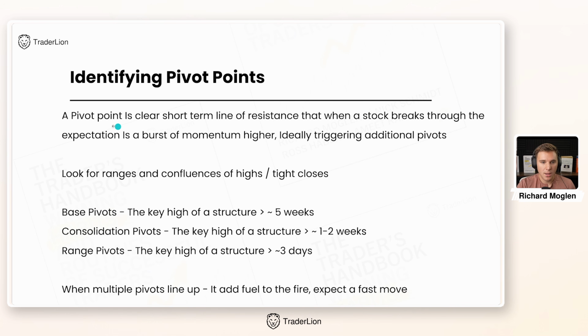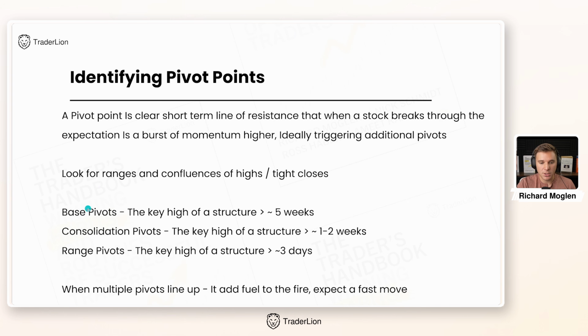All right. So identifying pivot points, let's dive into this, because I think a lot of people have questions about it. What is a pivot point? A pivot point is a clear short-term line of resistance that when a stock breaks through that level, the expectation is a burst of momentum higher, ideally triggering additional pivots such as the base pivot or additional pivots above that, which add fuel to the fire. And what we're looking for is confluence of ranges, confluence of highs and tight closes.